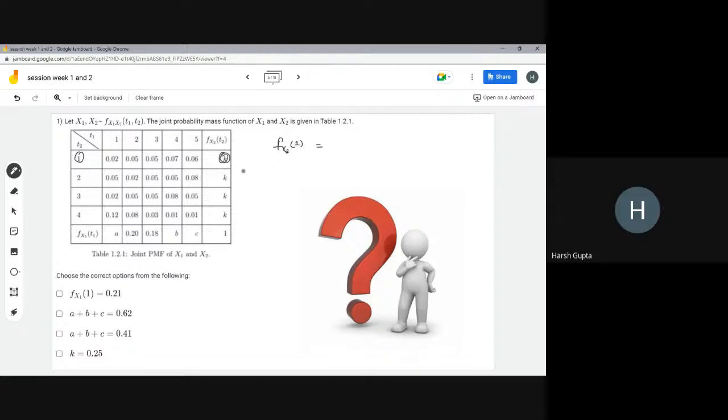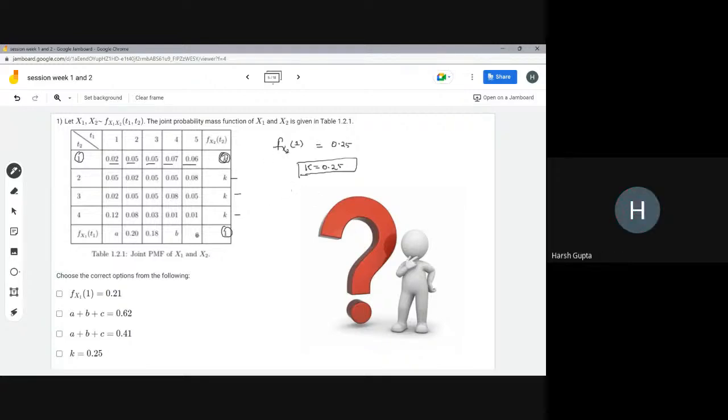K is here. So we will add all the values row by row. We will add all the rows' values. When you sum all of this, it comes to 0.25. Then these are all the K's. Then we also know that 0.25 plus 0.25 plus 0.25 plus 0.25 will sum up to 1. So the K will be 0.25. Am I right?